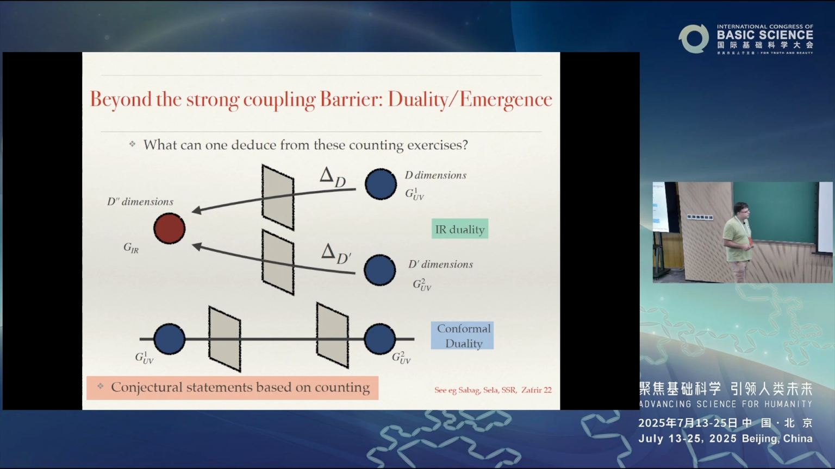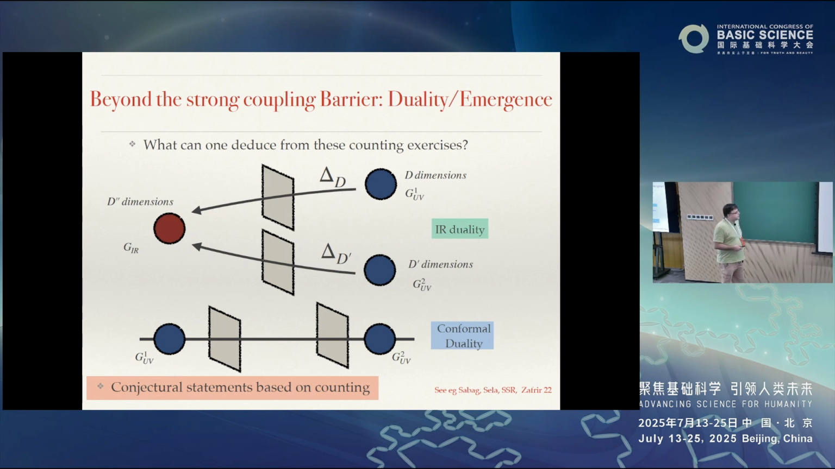So one physical phenomenon for which these topological tools are useful is the phenomenon of duality. For example, you can start from two different descriptions of a theory in the UV, say two different Lagrangians. They can even be in different numbers of dimensions. And then you deform these theories by some relevant deformations and flow to the infrared. And you can ask whether these two different flows result in the same theory in the infrared.